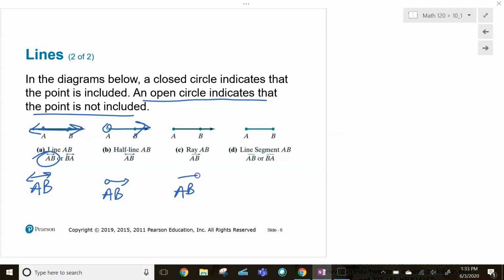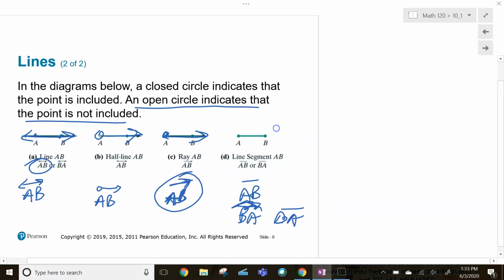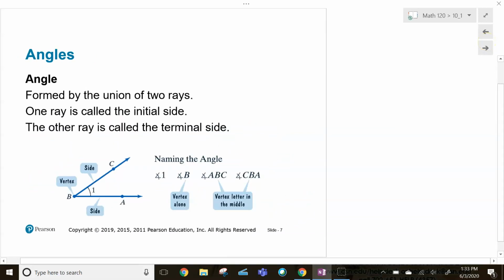A ray includes A, and it goes through B in that direction. So ray AB starts at A, goes through B, in that direction, A to B. And then we've got a line segment. Line segment AB, or you can say BA. And it ends. It doesn't keep going, no arrows on that.